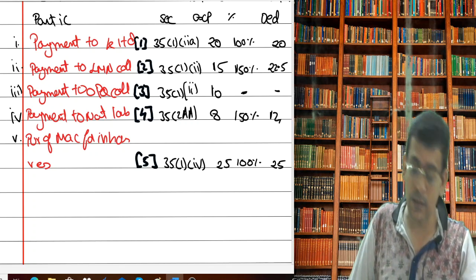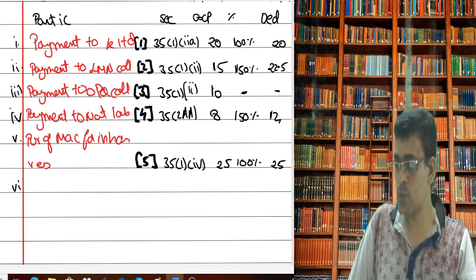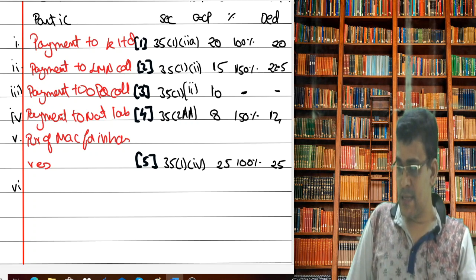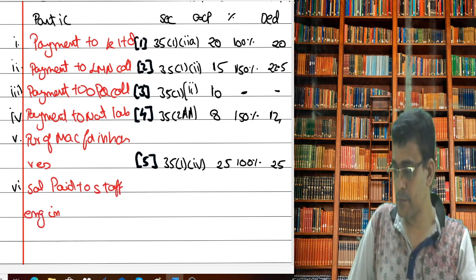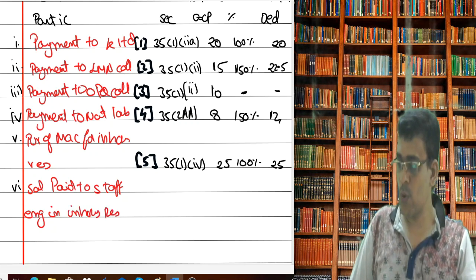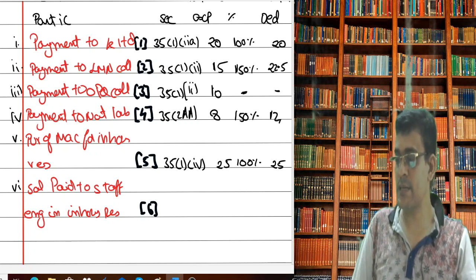Now the last one. What is the last one? Salaries paid to staff engaged in in-house research. So this is your sixth point. You try to explain this elaborately in working note number 6. So ultimately, what is the section here? 35 subsection 1 clause 1.